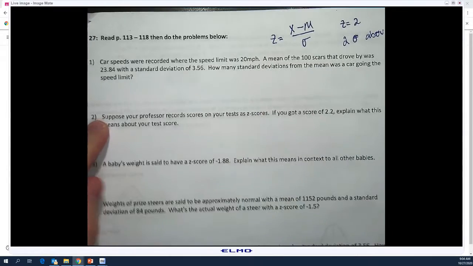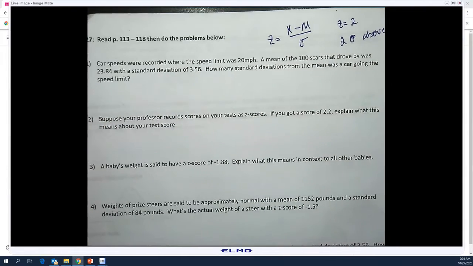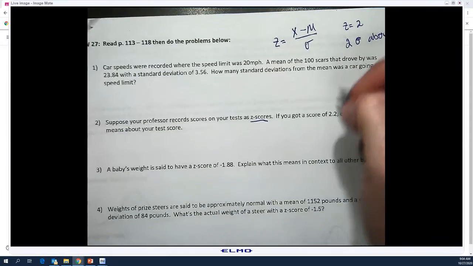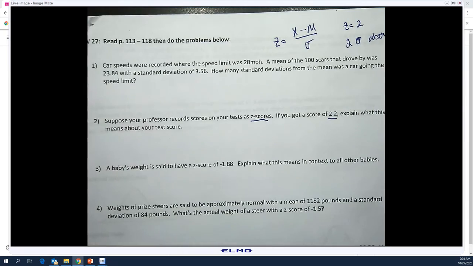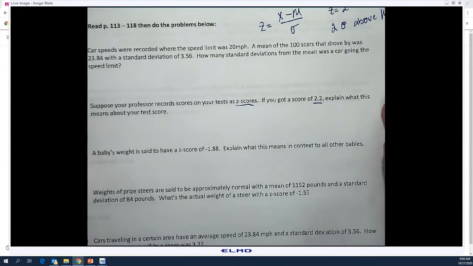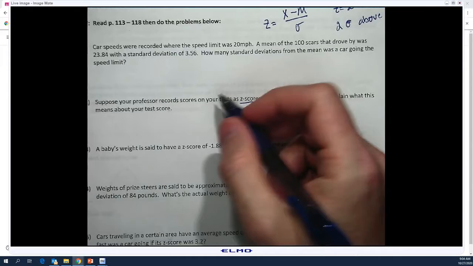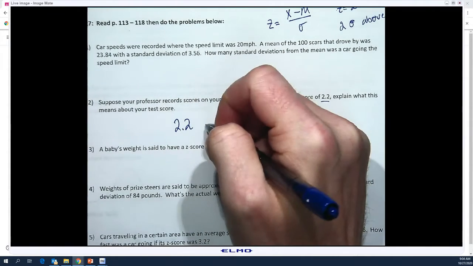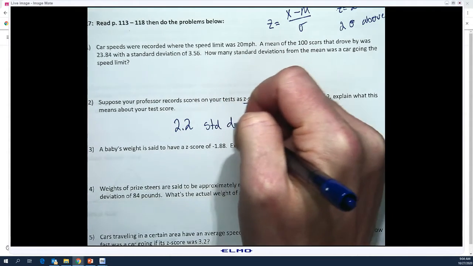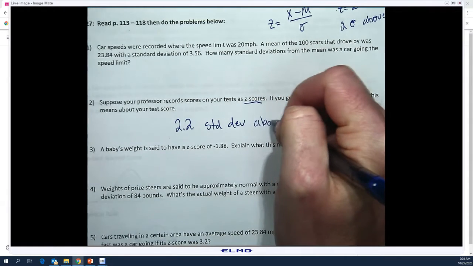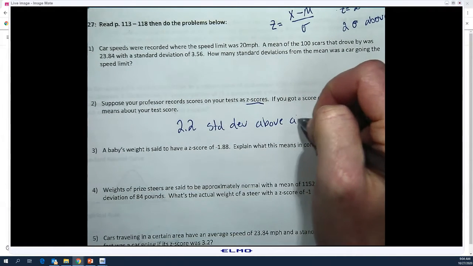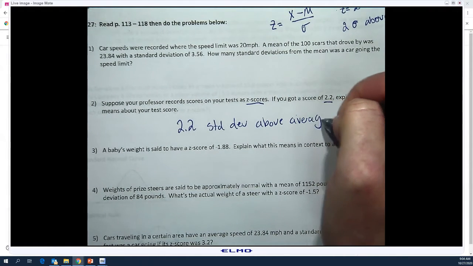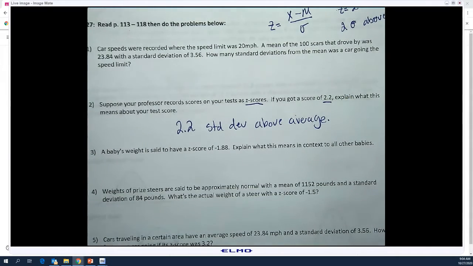So suppose your professor records scores on a test using z-scores. If you got a score of 2.2, explain what this means about your test score. I think I might have gone over this problem, but we can just talk about it real quick. This just means you're 2.2 standard deviations above the average. So you did pretty well on that test. You are 2.2 standard deviations above average. You're doing pretty well.